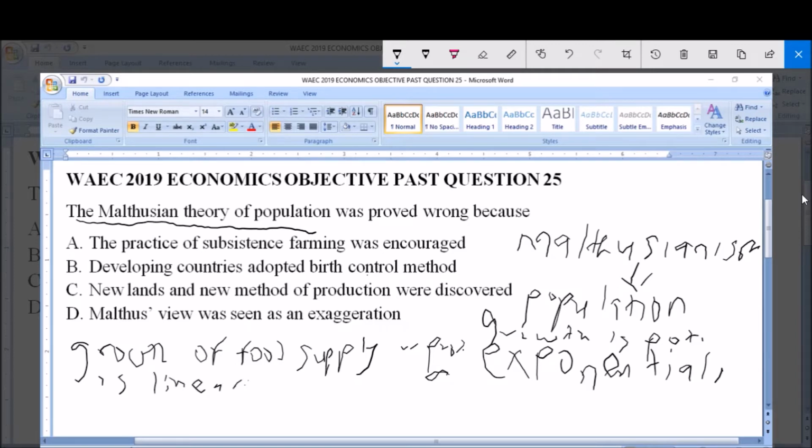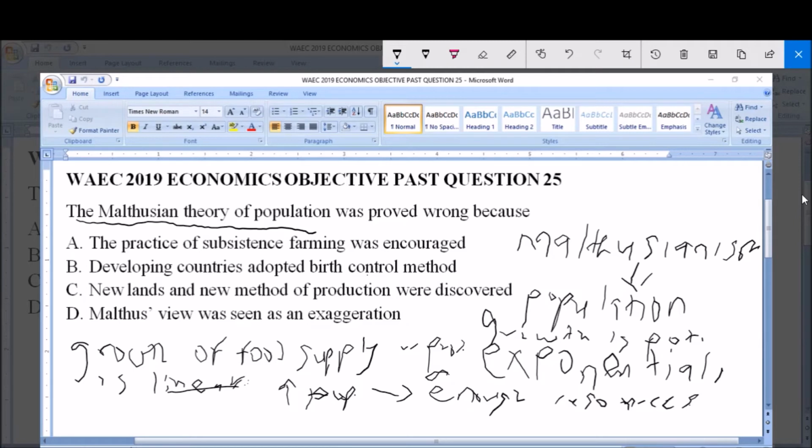So based on the relationship, it is the idea that with an increase in population, there won't exactly be enough resources, because the growth in resources is linear, so it continues that way.